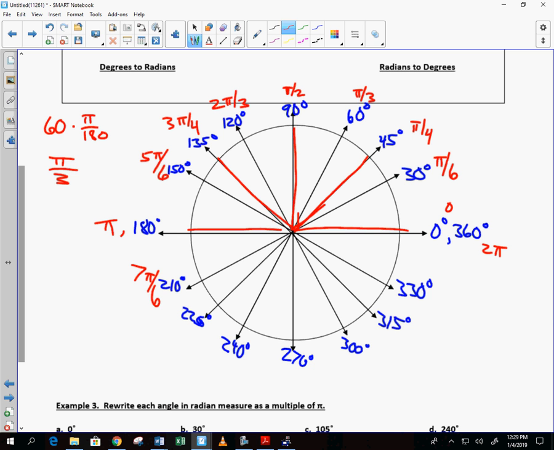225. Which one? 45. How many times? 1, 2, 3, 4, 5. You guys, I never do 225 divided by 45 in my head. I don't know what that is. I count. 1, 2, 3, 4, 5. It's 5 slices of pizza. That's how I do it.